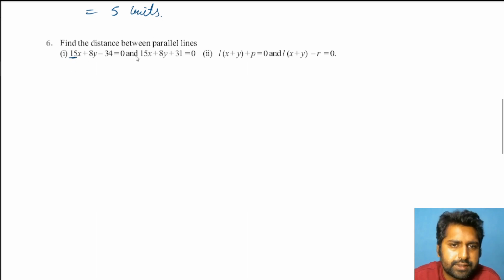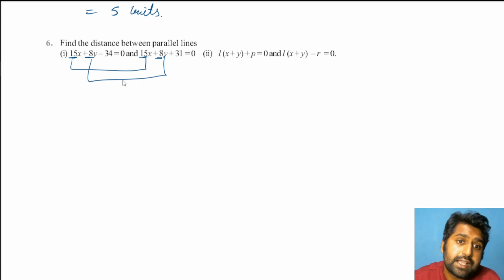Look at the coefficient of x. Although the question says find the distance between parallel lines, suppose the question asks find the distance between the lines. You can see 15, 15, plus 8, plus 8. The coefficients of x and y are the same, so the lines have to be parallel.